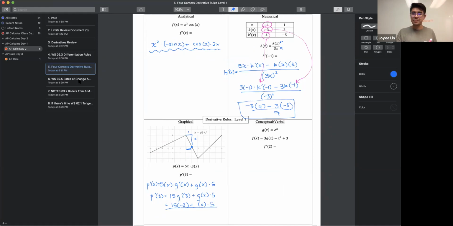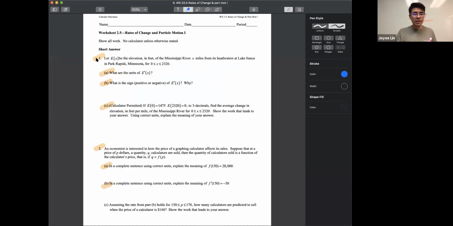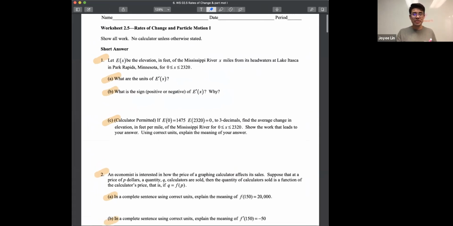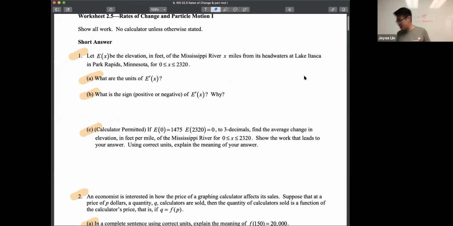Alrighty then. So another thing I want to talk about today is how you interpret these derivatives using words. Because as we all know, the test is going to be in written form most likely. So you want to make sure you're able to express yourself using English to represent calculus ideas.